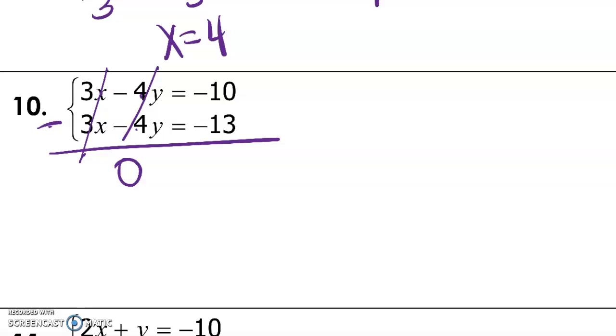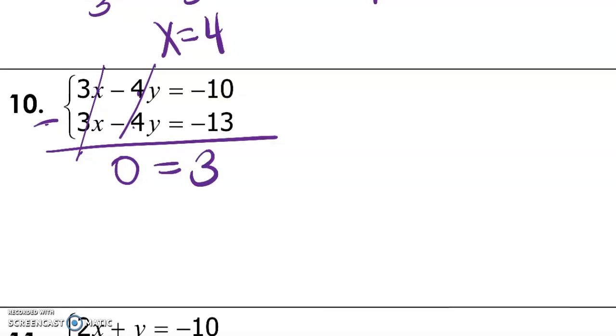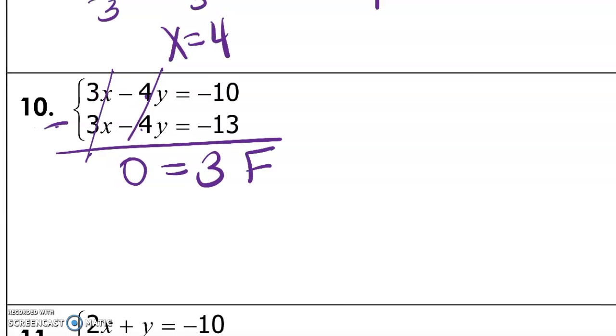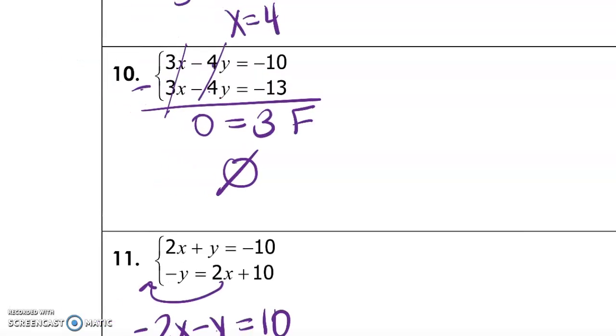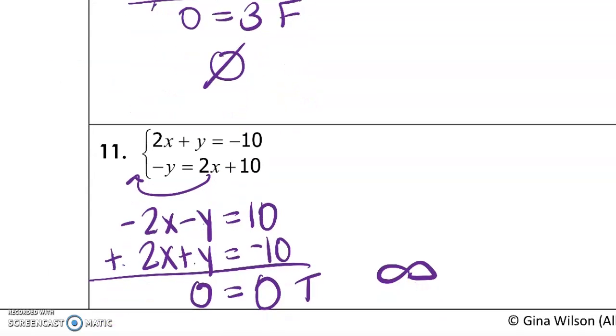So it is possible that both of your variables are going to cancel. When I do the right-hand side, negative 10 minus negative 13, that gives me positive 3. So 0 equals 3 is a false statement. If your variables cancel out, you will either be left with a true statement or a false statement. This is a false statement, so there are no solutions. This is like when we graphed and they were parallel lines. If you solve and it's a true statement, like what happened in number 11, then it's infinite solutions.